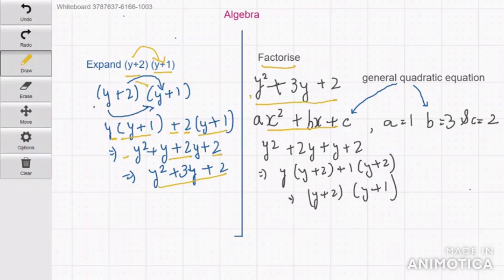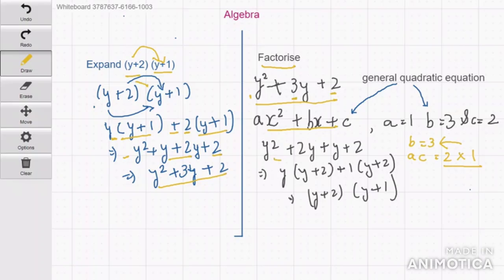So clearly here the value of a is 1 because there is nothing in front of y squared, whereas the value of b is 3 and the value of c is 2. So to solve the general quadratic, what we need to do is split b in such a way that the product is a times c. So for example here, what is the value of b? b is equal to 3, and what is the value of ac? ac is equal to 2 times 1. So you can clearly see that if we add, this will give us 3.